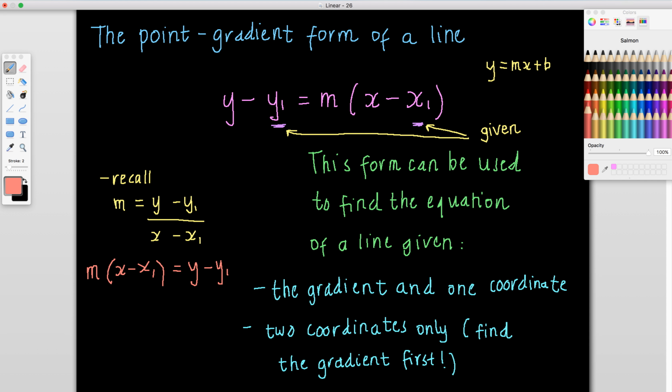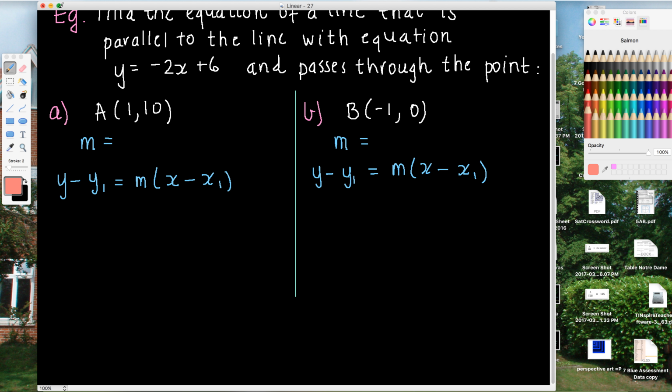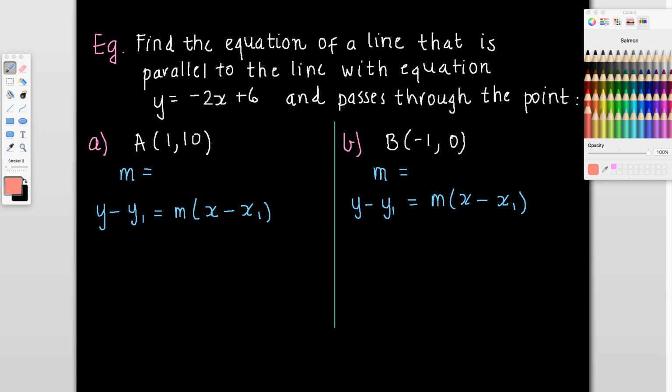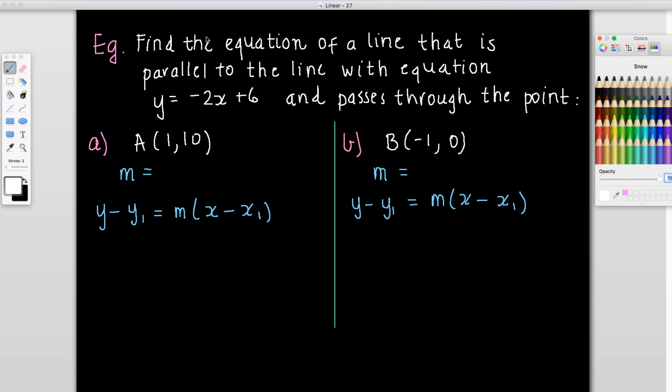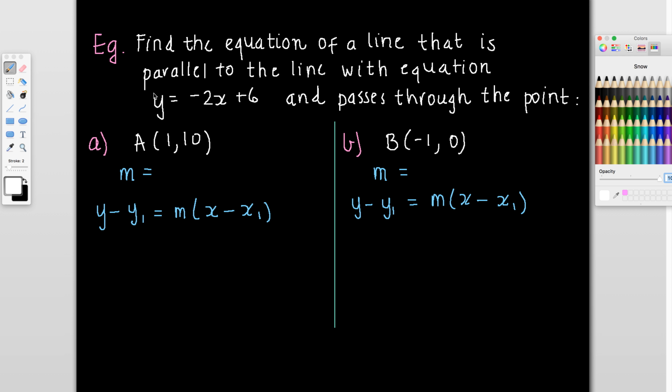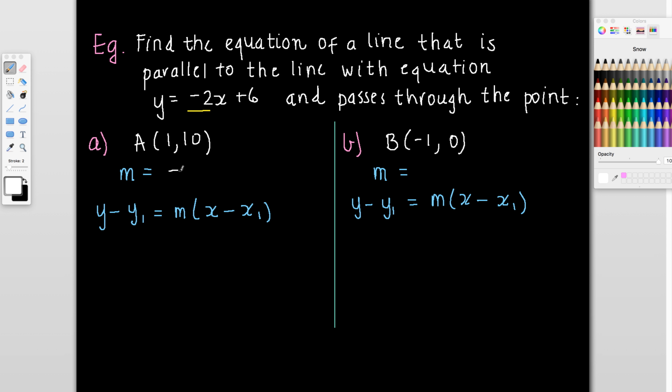If I take you to an example, here we go. I've got: find the equation of a line that is parallel to the line with this equation and passes through these particular points. I mentioned that sometimes you're given the gradient, sometimes you're given enough information to find it. And this is a case where we're given enough information. If the line we're looking for is parallel to this line, it must have exactly the same gradient. If we look at the gradient of this line, you'll see that it's -2. So that means that our gradient value for our line must also be -2.